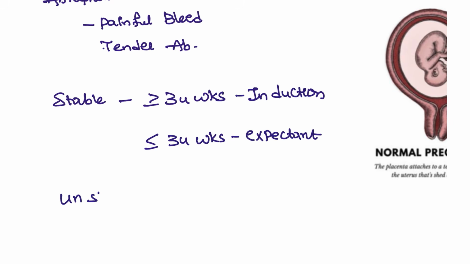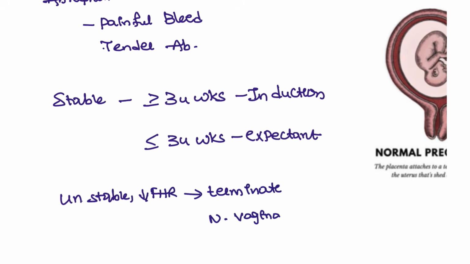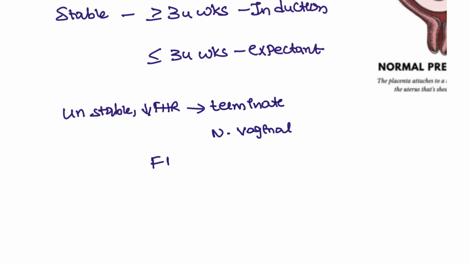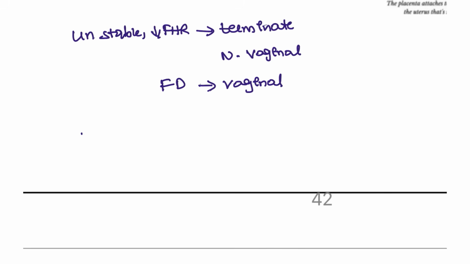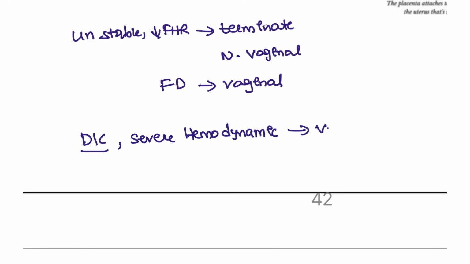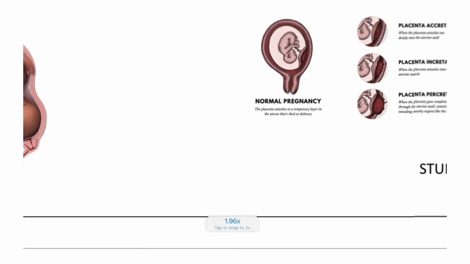But if the mother is unstable or fetal distress is seen, then you have to terminate. And the termination here is always vaginal only. Even if you see fetal death, then also vaginal only. Unless the mother has DIC and severe hemodynamic instability, then you have to go for the cesarean section.